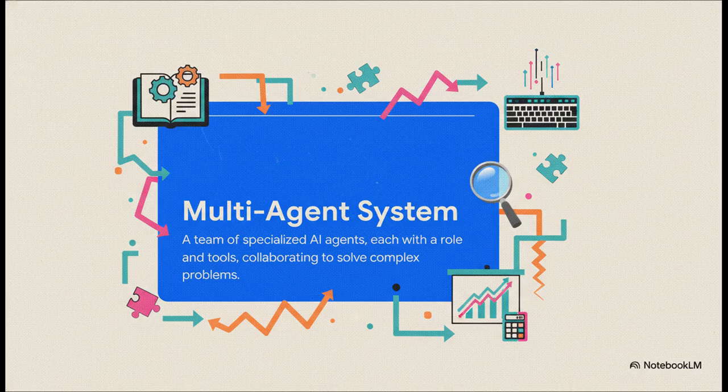So, what is a multi-agent system? Think of it like you're building a superhero team. Instead of one AI that's a jack of all trades, you create a team of specialists. You might have a research agent that's a genius at finding information, a coding agent that can write scripts, and a planning agent to coordinate it all. They work together, passing tasks back and forth to solve problems way too big for any single AI.